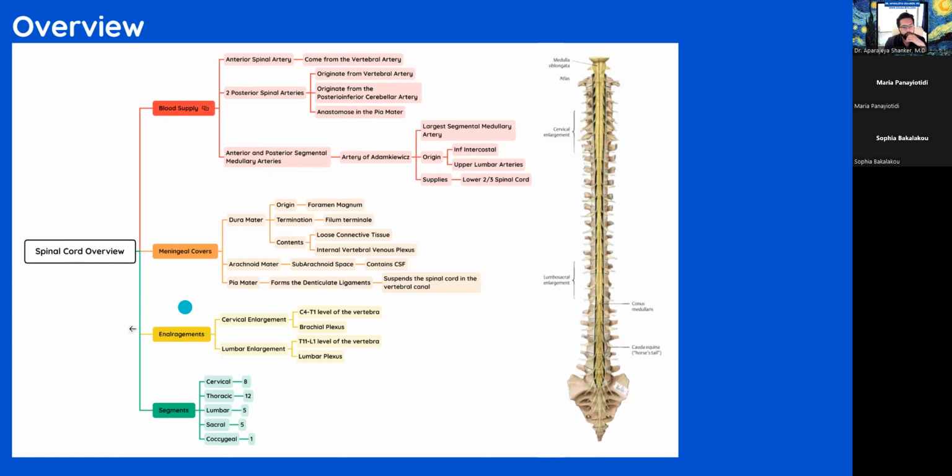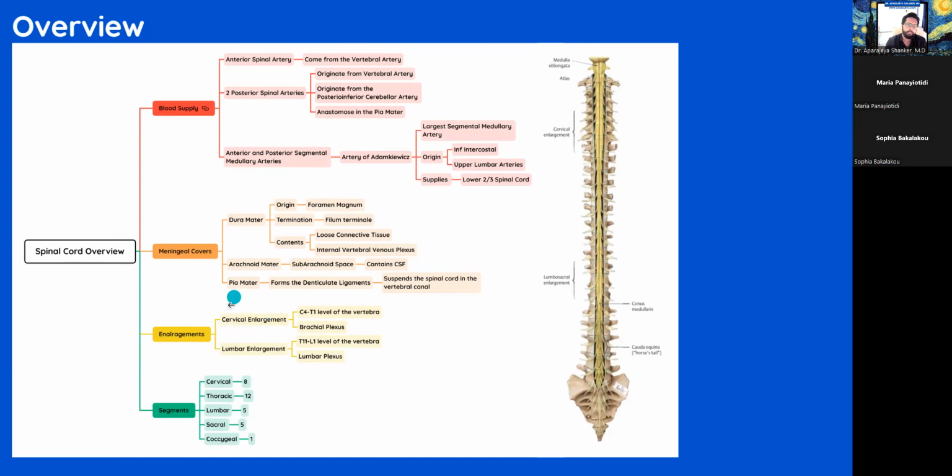Finally, we are going to talk about the enlargements as well. There are two types of enlargements: the cervical enlargement and the lumbar enlargement. For the cervical enlargement, some textbooks say it's from C5 to T1. It's generally accepted that it could be either from C4 to T1 or C5 to T1. So let's go with C4 to T1 for now. You can see here that this is the cervical enlargement, right? And then you have the lumbar enlargement. The cervical enlargement is where all of the brachial plexus nerves come out, right? And the same goes for the lumbar plexus, because it comes from the lumbar enlargement.